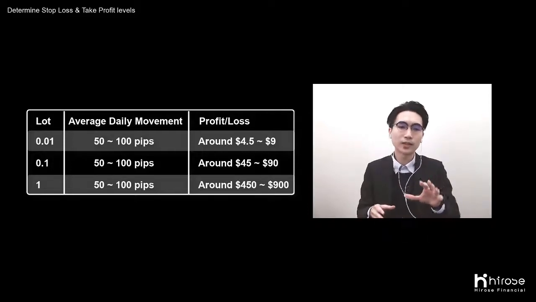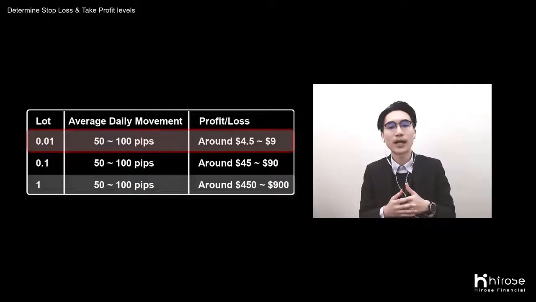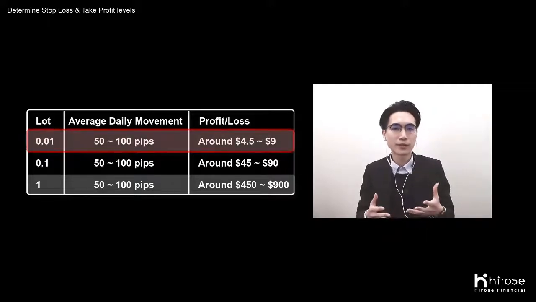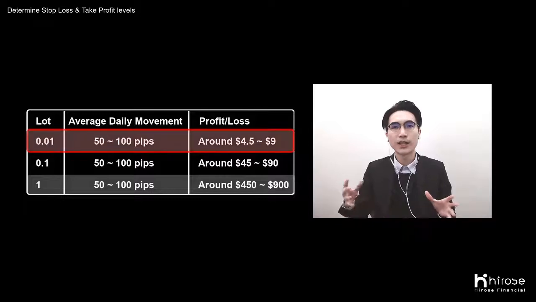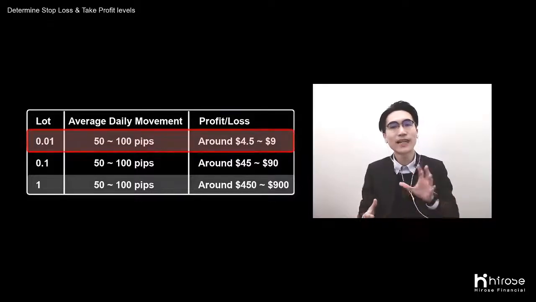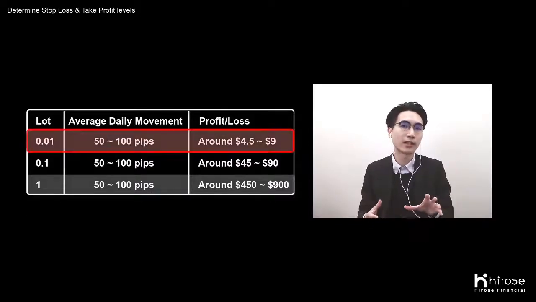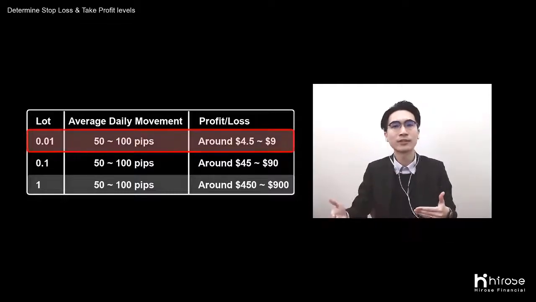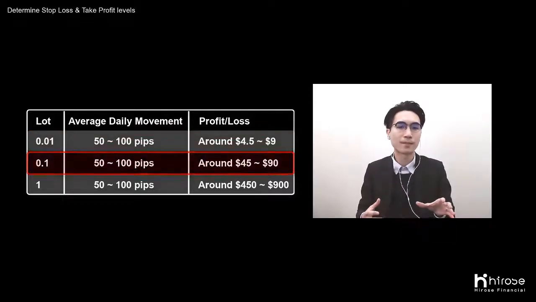If we take a look at this table, if I trade 0.01 standard lot, that's a micro lot, I would expect the price to move between 50 to 100 pips a day. That makes up a profit or loss amount of $4.50 to $9.